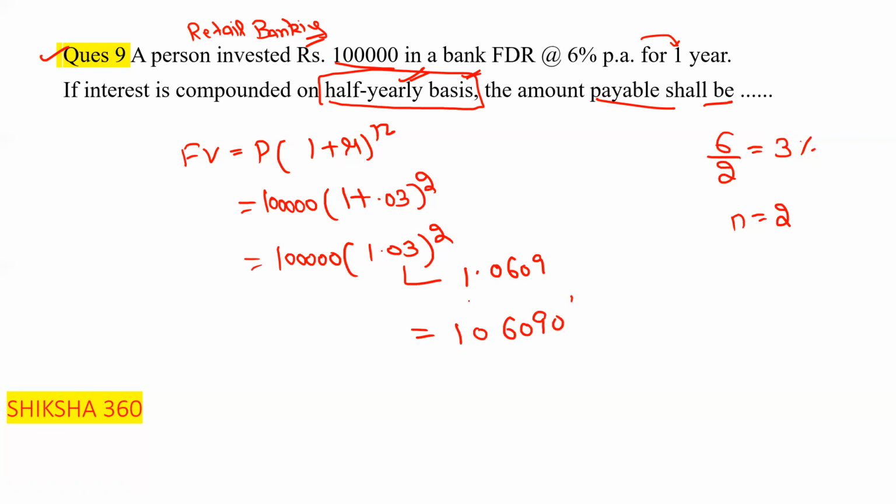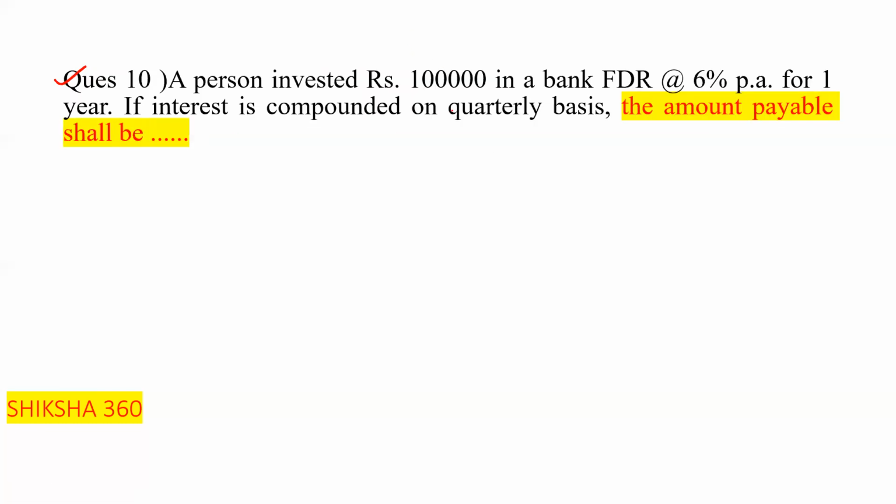1,06,090 rupees. This is the future value they will get when the interest is compounded on a half yearly basis. Next question, basically the same question, but we have to calculate it compounded on a quarterly basis. This type of question has been asked in the retail banking exam.